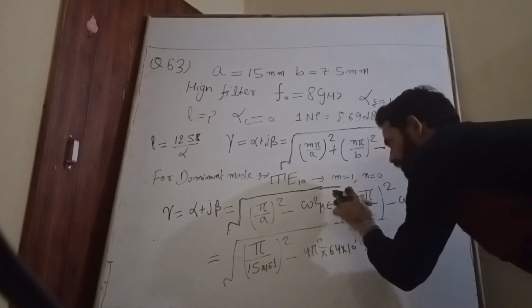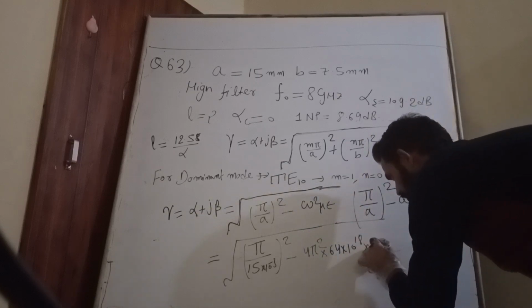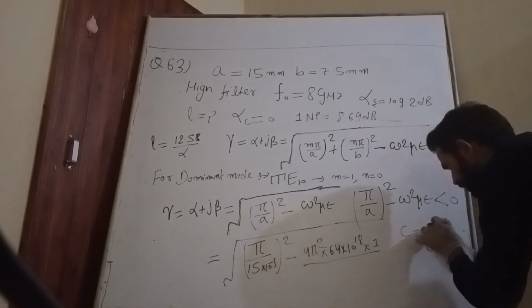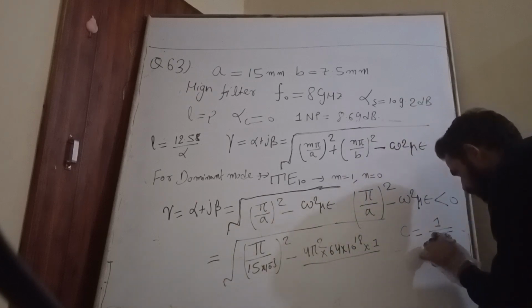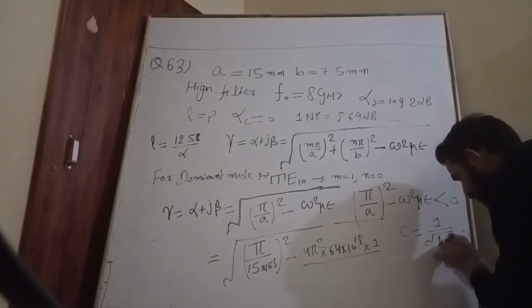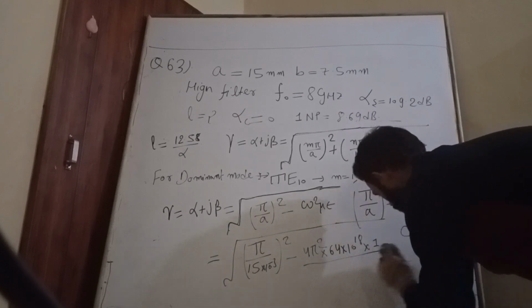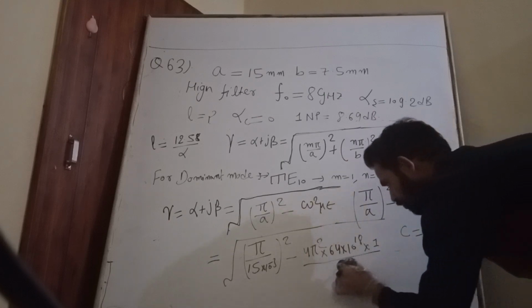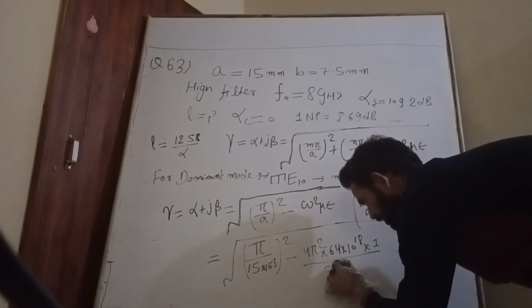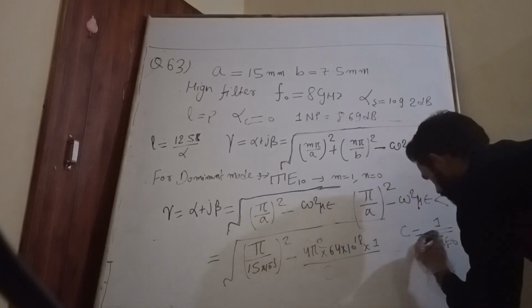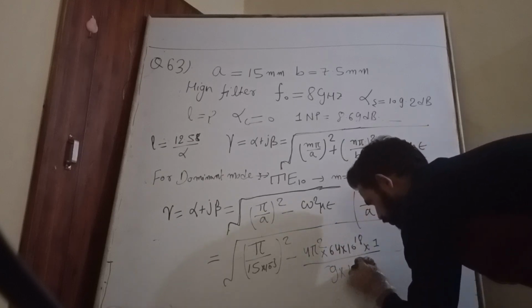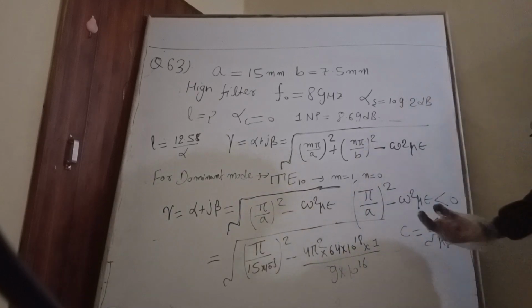Mu epsilon is nothing but 1 by c square. As we know very well, c is equal to 1 by square root of mu epsilon. So this is mu naught epsilon naught, and c is the velocity of light, whose value is 3 into 10 to the power 8. So c square is 9 into 10 to the power 16.